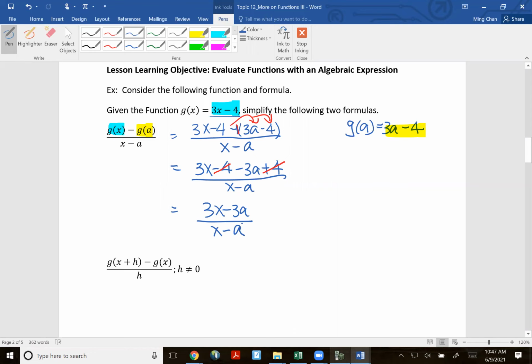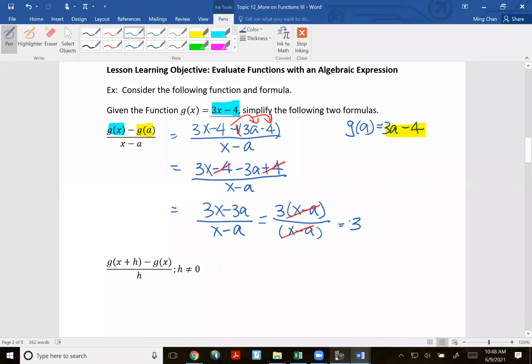So remember when we reviewed how to simplify rational expressions, especially when we did adding and subtracting rational expressions, at the end you're always going to try to factor your numerator to see if any factor can be canceled with the denominator. So it turns out my numerator can be factored. The greatest common factor is 3, so that leaves me with 3 times x minus a. The denominator, there's nothing else to factor out other than 1, so we put them in parentheses because we have to make sure it's one term over one term before we can cancel them out. So my answer is 3.